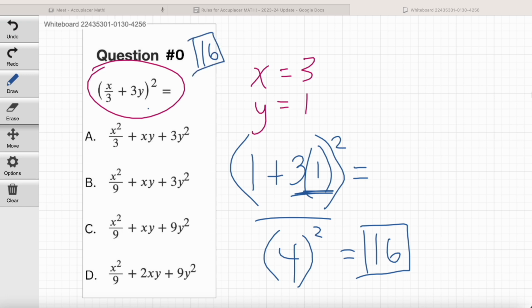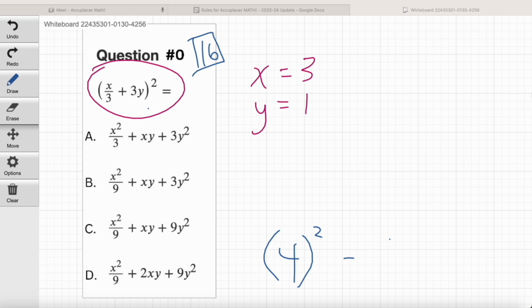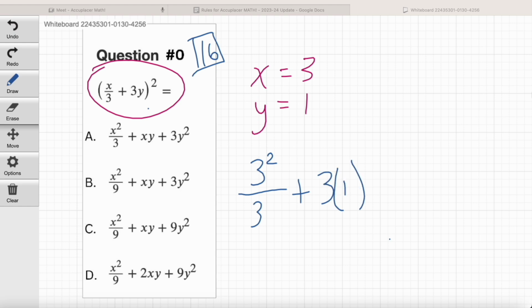Okay, great. So let's plug in these values into the answer choices. And let me see this on the whiteboard. We'll start with answer choice A. And right now, just plug in a 3 for x and a 1 for y. I just want to see it laid out. Then we'll simplify it later. But right now, just plug it in. Perfect. Looking good, looking good. Great. All right, let's simplify this now.